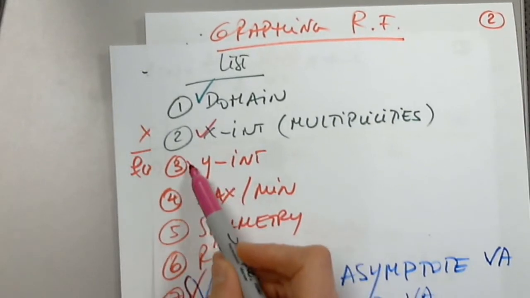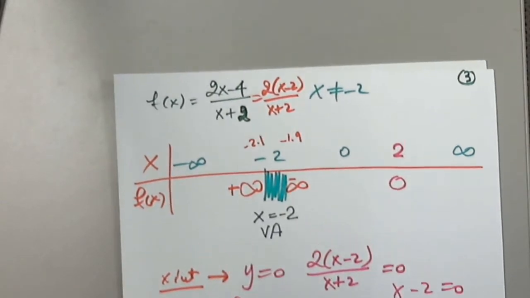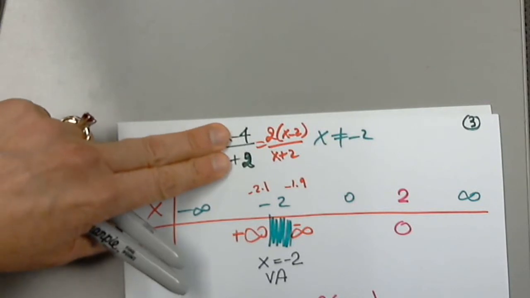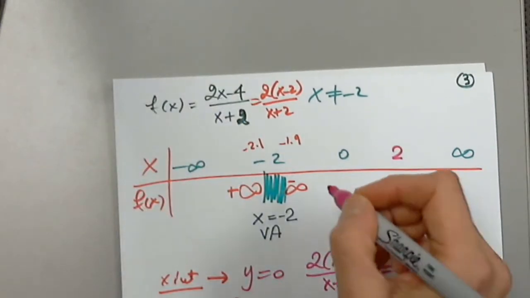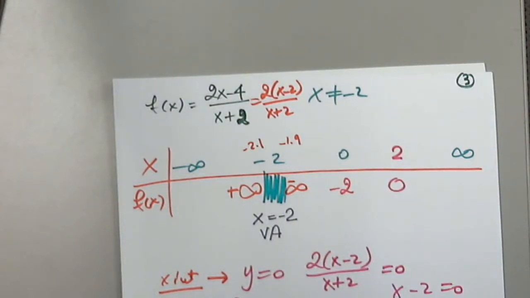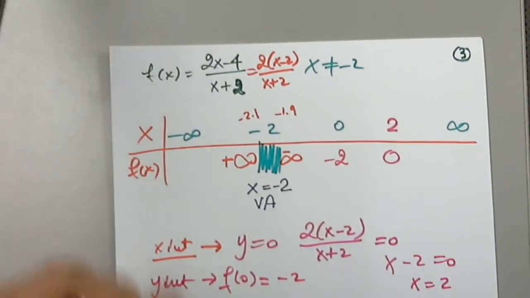Now I want the y-intercept. How do I determine the y-intercept? Correct. So the y-intercept, I have to find f of 0. Good. So please tell me what is f of 0. Very good. So -2. Any questions? Kelsey, go ahead.